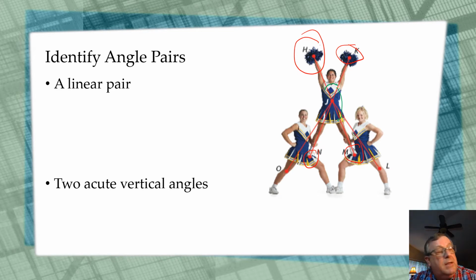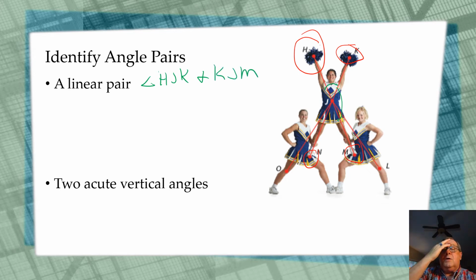So I can say here then that angle HJK and angle KJM are a linear pair. Remember, I could call that MJK as well. But remember, my vertex has got to be in the middle. Now let's look at this line KN. Let's see if we can pick out another linear pair.